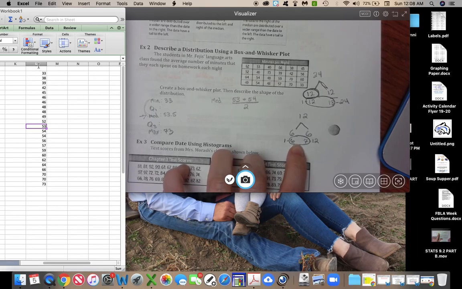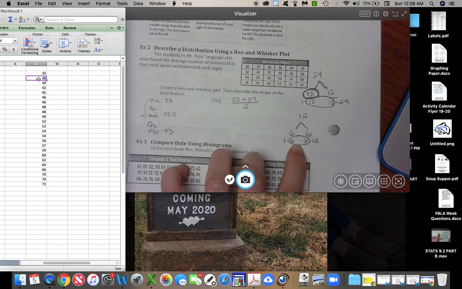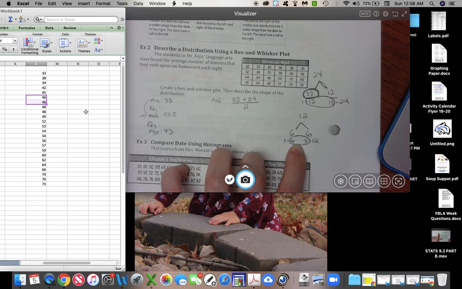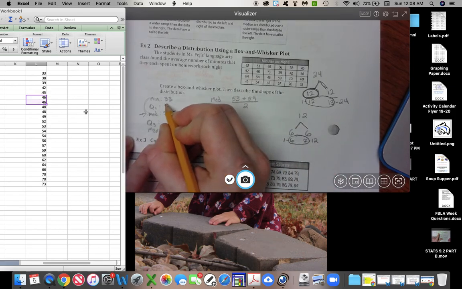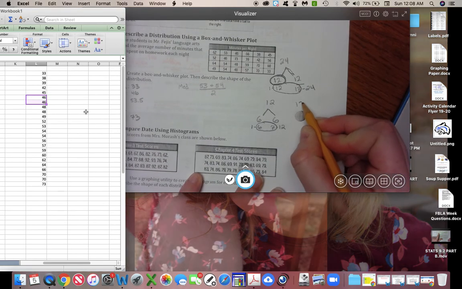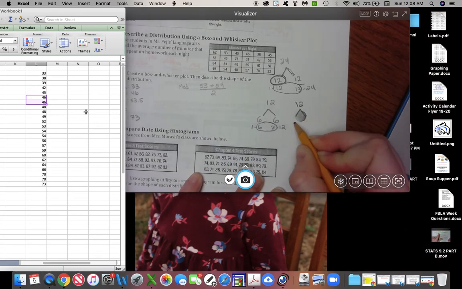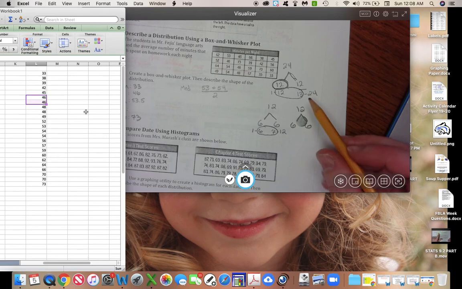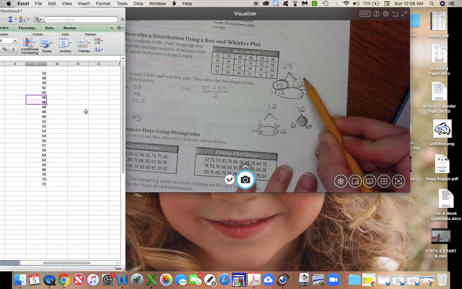So 1, 2, 3, 4, 5, 6, and 7. So my 6th number and my 7th number are both 46s. And if I average those together, it's just going to be 46, okay? I'm kind of going through this fast just because I think we did this at the beginning of the school year. So my second half of my data, there's 12 numbers, okay?